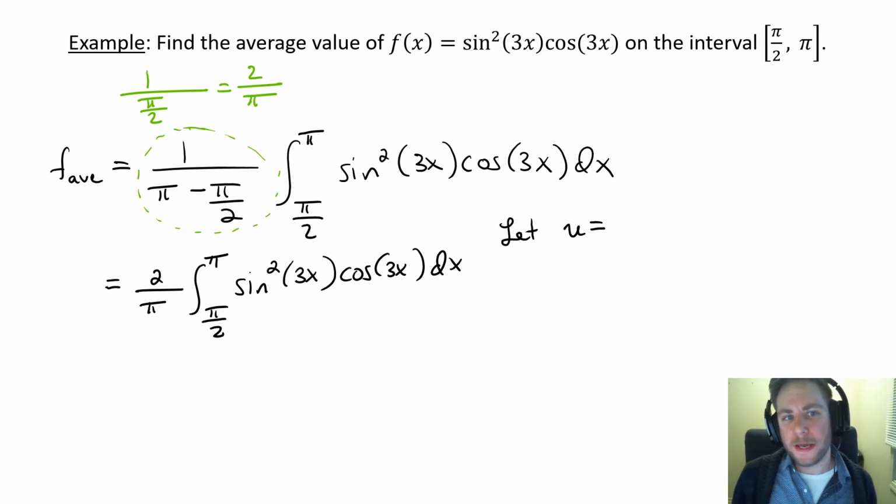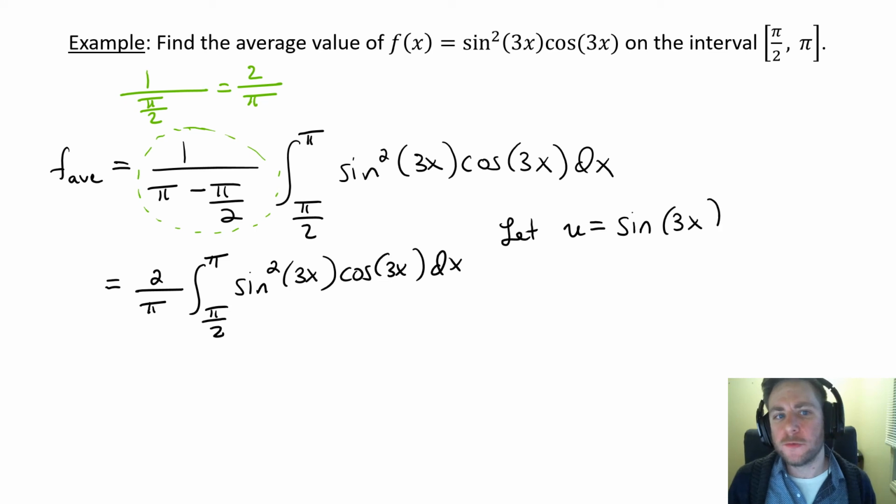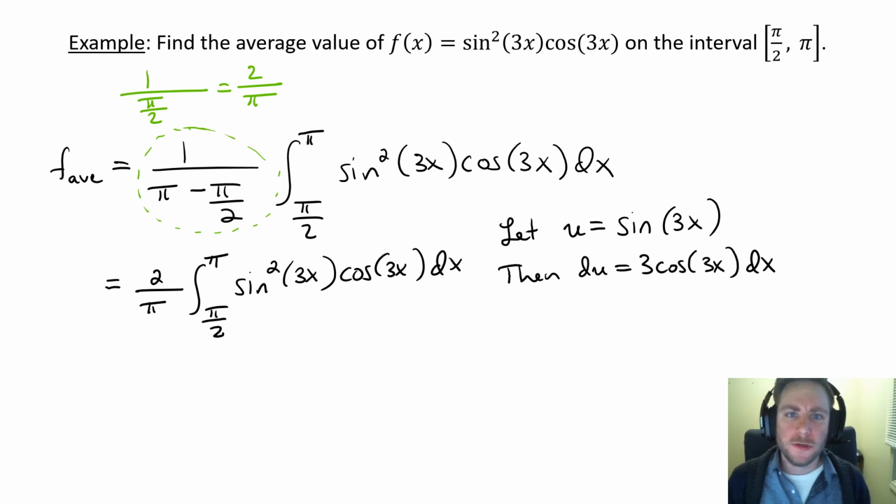It turns out the best choice here is to let u equal sine of 3x. And that's because sine of 3x actually matches both of the tips that I gave you. For starters, it's a function which is inside another function, since sine of 3x is being squared. And secondly, when you go to compute du, you'll notice that the derivative of sine of 3x does appear as a factor in our integral.